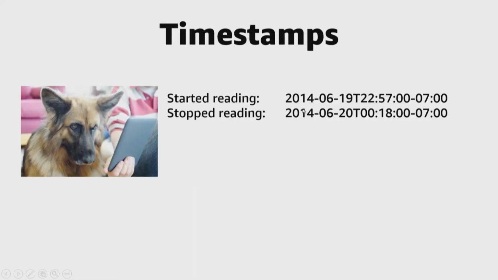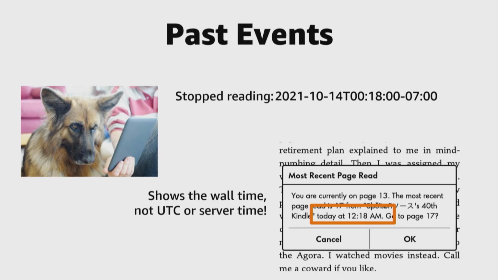So let's look at different things. So timestamps are straightforward. You collect the system time and you log it away somewhere. So if Rover is reading on his Kindle, he started reading at some time and he stopped reading at some time. The offset that you see in the timestamp isn't very interesting for the timestamp purpose, but it lets us calculate the incremental time. But those are also past events.